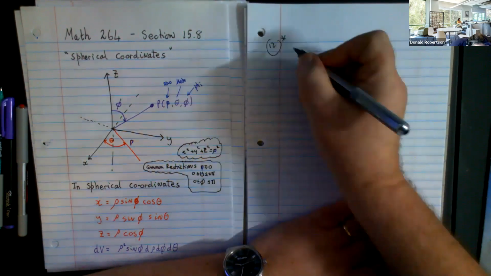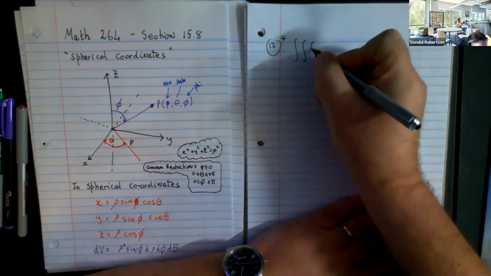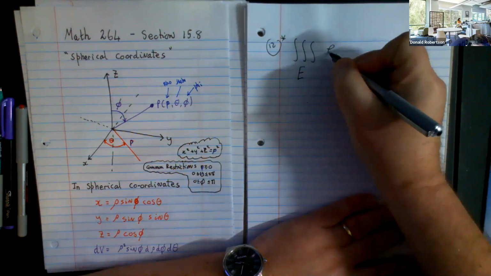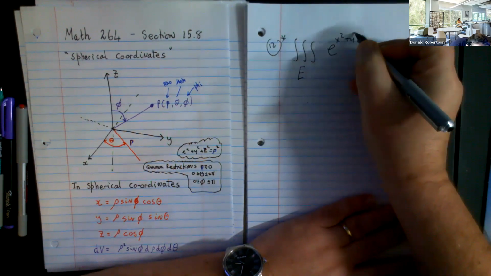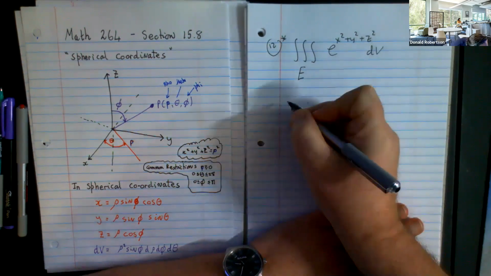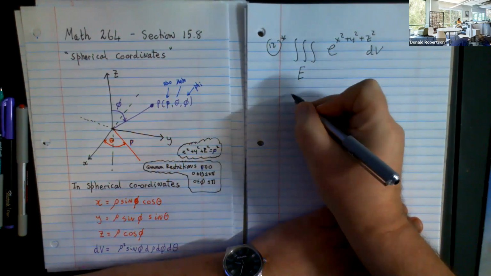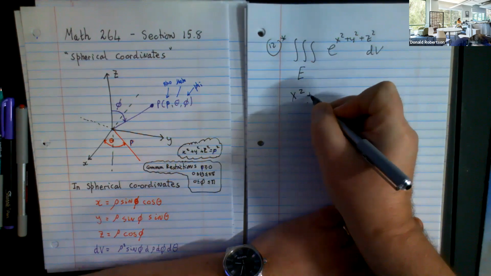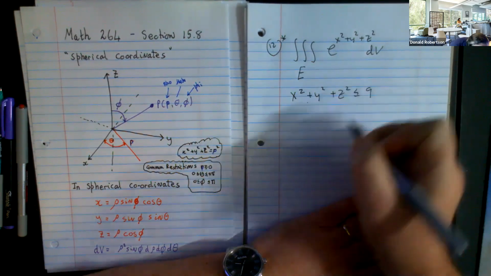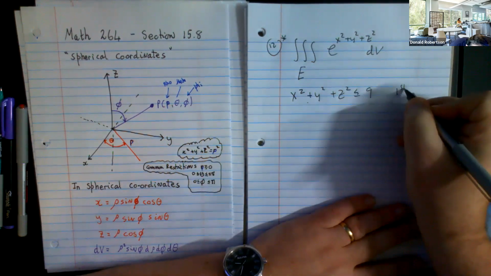Oh, a first octant one. Oh, good. This is like question 12. It's going to be e to the x squared plus y squared plus z squared dV. And E is described by a sphere, technically the inside of a sphere, and it's in the first octant.